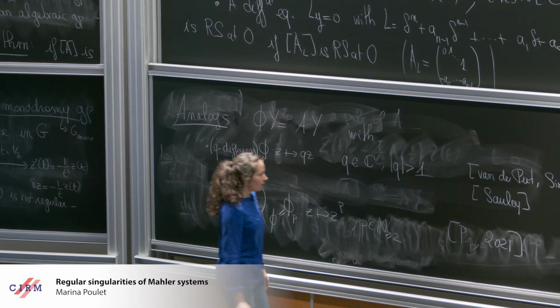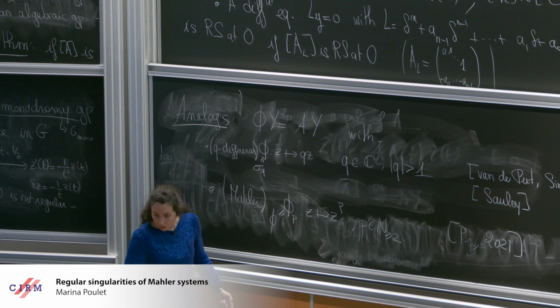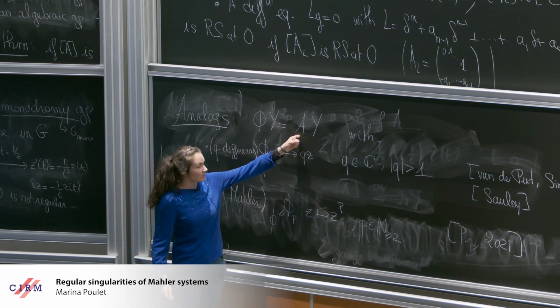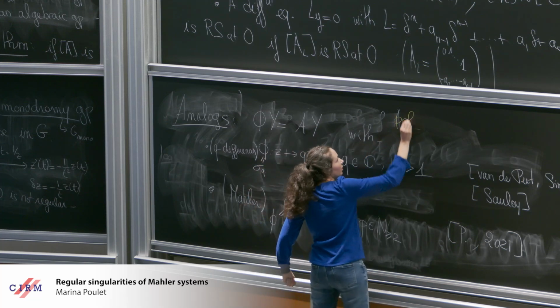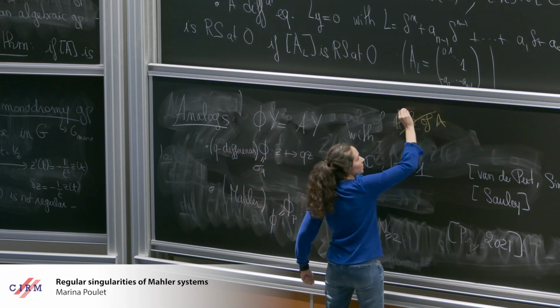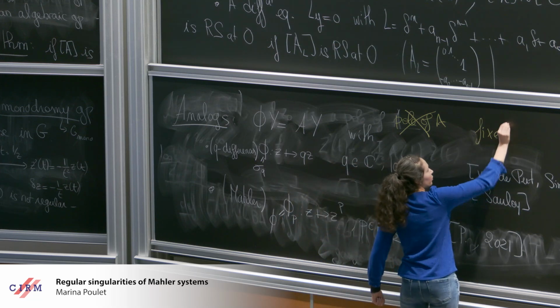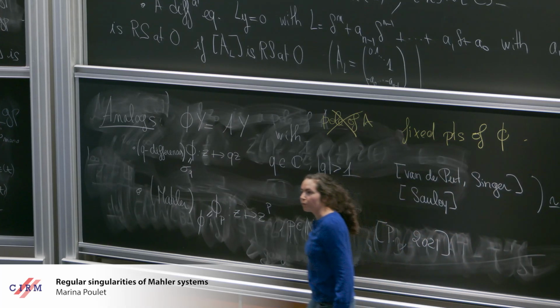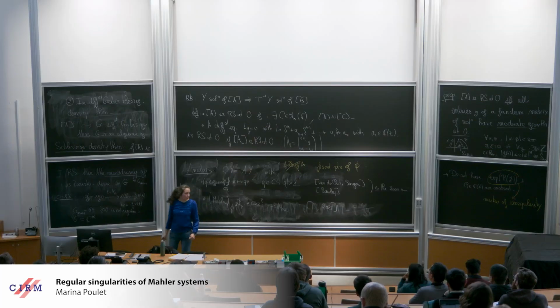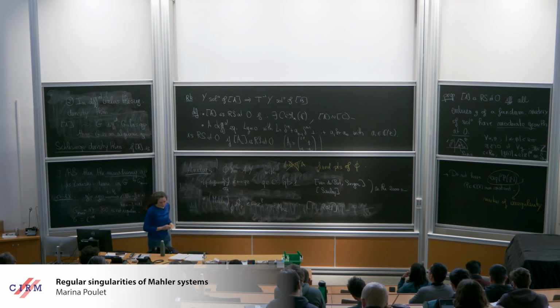I have to mention that in this case, we are no longer interested in the poles of A. Here, the singularities are not the poles of A as before for differential systems. We are looking at the fixed points of phi. So for example, for Mahler systems, we are looking at the points 0, infinity, 1.